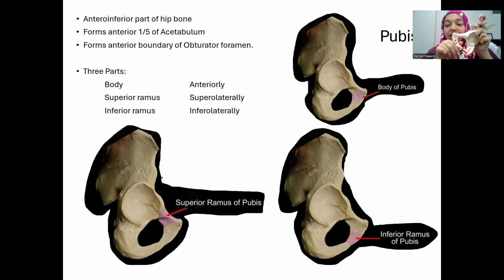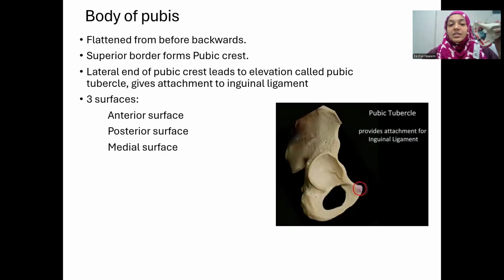Okay. Now coming on to the pubis, I told you the pubis has a body and two rami, right? This is the superior ramus, this is the inferior ramus, and it was forming the anterior one-fifth of the acetabulum. It had certain surfaces. It had an anterior surface, a posterior surface, which we call the pelvic surface, this one, and the symphysial surface because it was making the pubic symphysis joint.